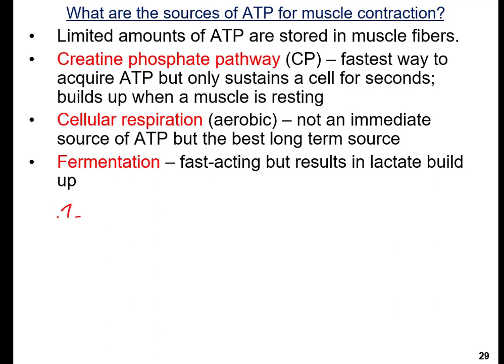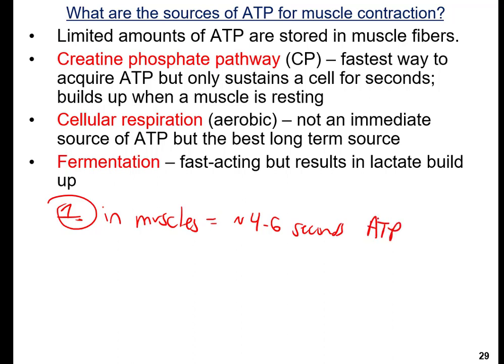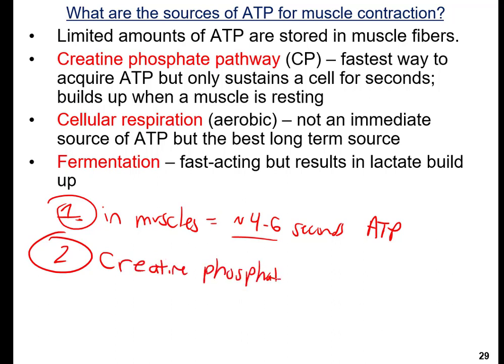The first thing is, in your muscles right now, at all times, you have about maybe 4 to 6 seconds worth of ATP just chilling in your muscles waiting to be used. So if you start doing a workout, within about 4 to 6 seconds, all the ATP that's been stored in your muscles is gone. Now what's your body going to do? The second thing your body's going to do is use something called the creatine phosphate pathway. Here's how this works.